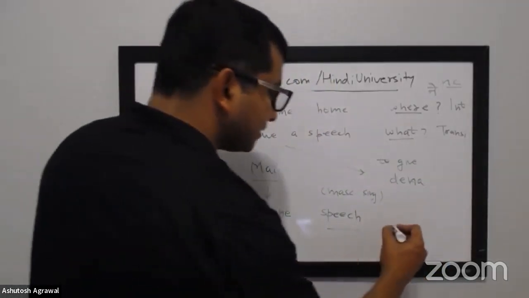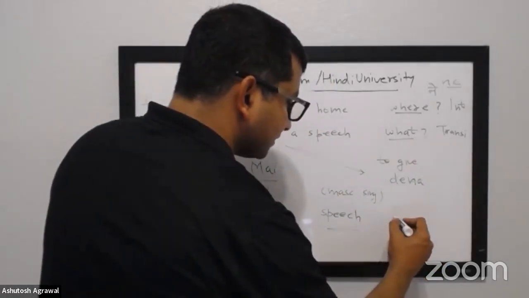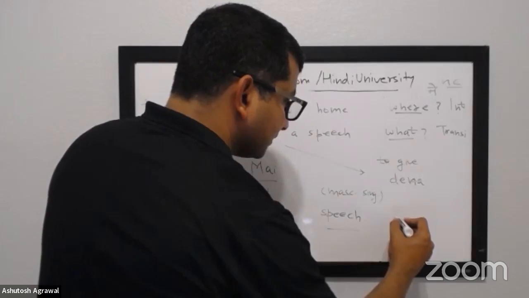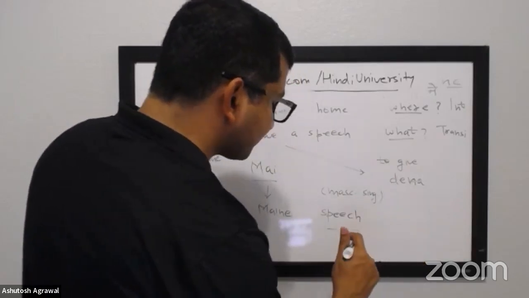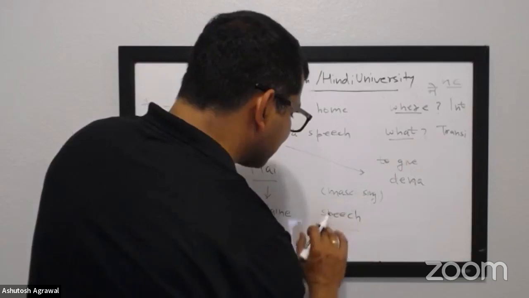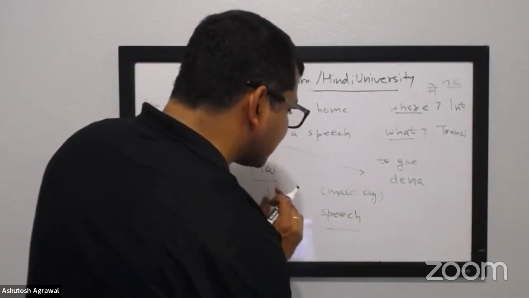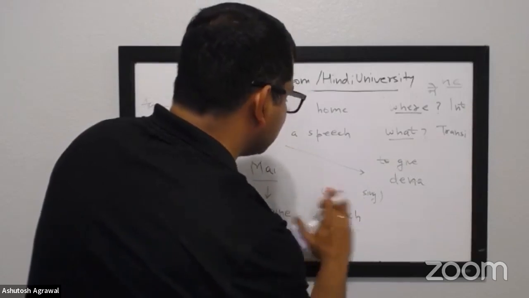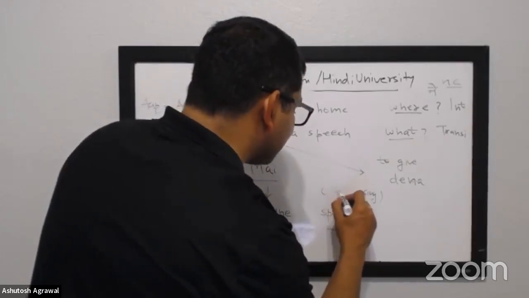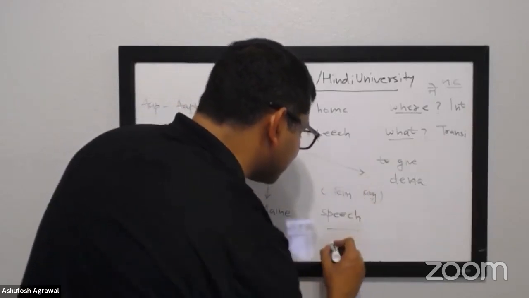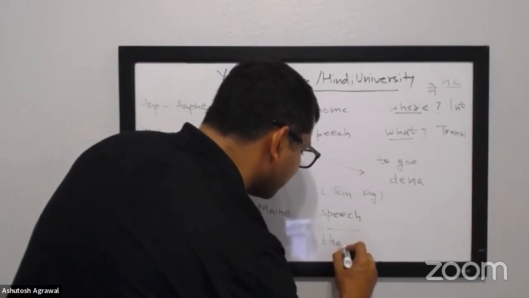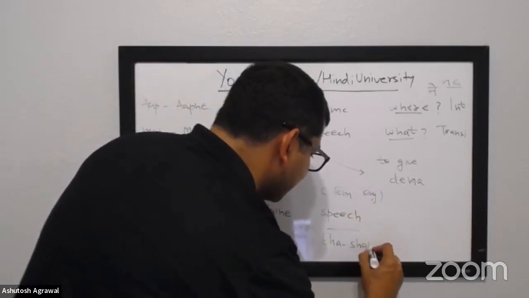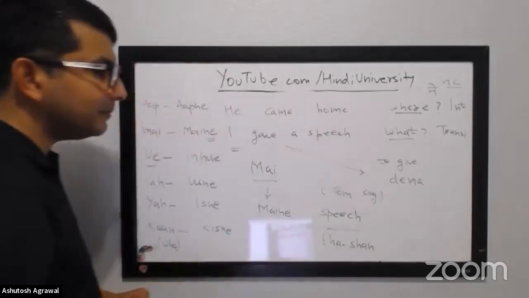Maine speech. Actually, in English, speech is... in Hindi, when you say bhashan, it's a little bit tricky, but it's okay. It's a feminine singular, sorry. In Hindi, you will say bhashan. Okay, so when you say maine bhashan, it will become, yeah, give it a try.